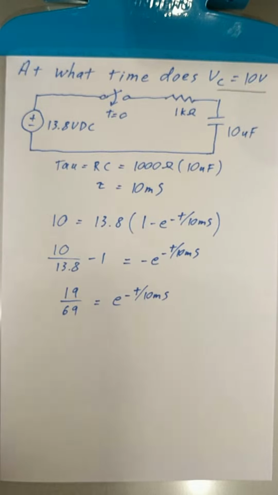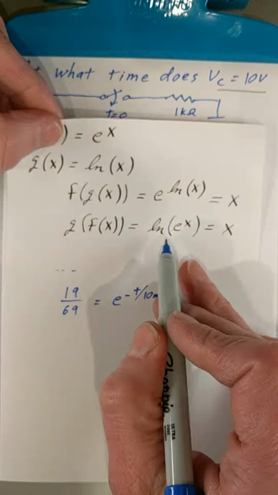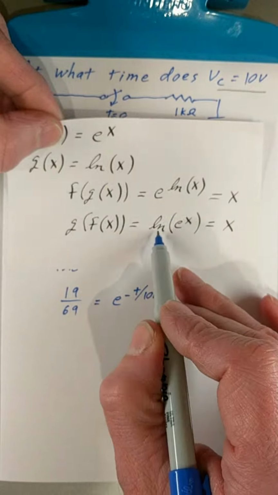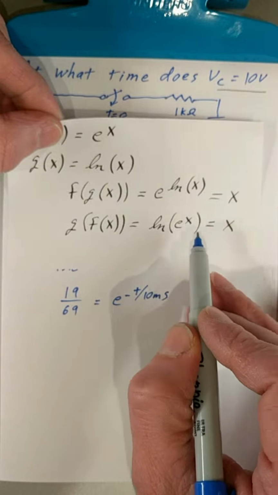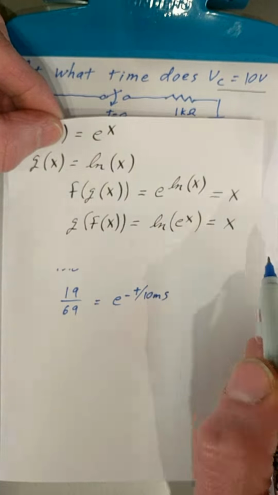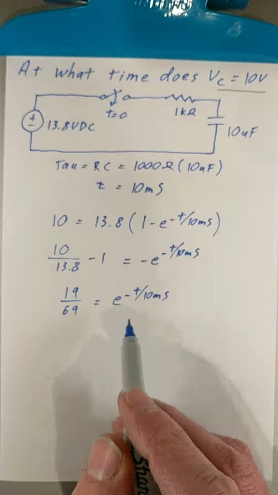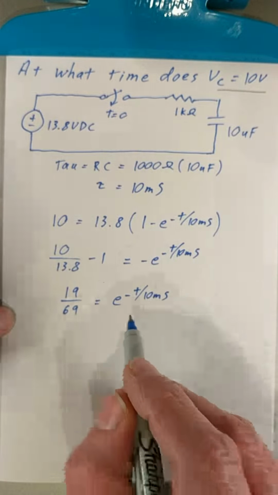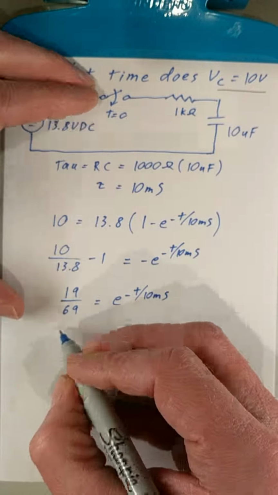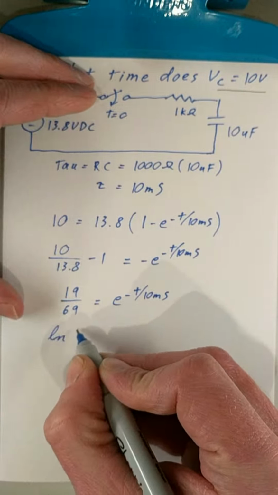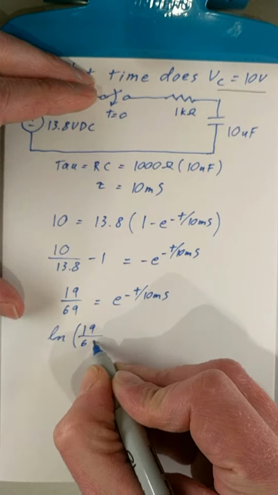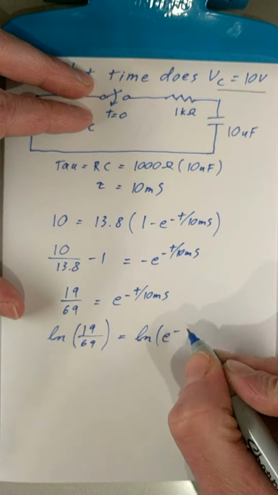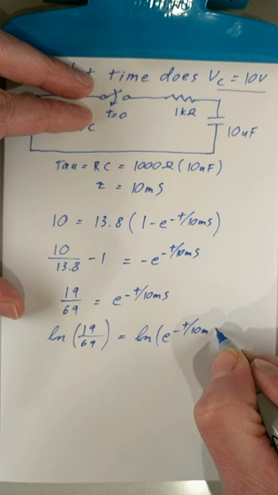Now, back to our note card, you recall this property right here, where if we want to get x out of jail, we take the natural logarithm of that. So the natural logarithm of e raised to the x gives us x. If we were to take the natural logarithm of e raised to the negative t over 10 milliseconds, we would get negative t over 10 milliseconds. So doing that, we take the natural logarithm of 19 over 69 and the natural logarithm of the other side, e raised to the negative t over 10 milliseconds.